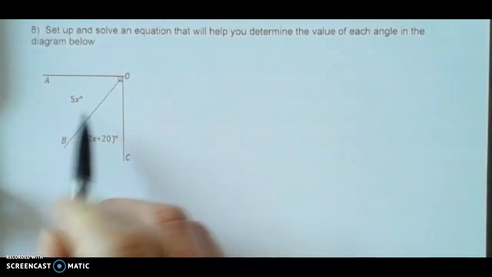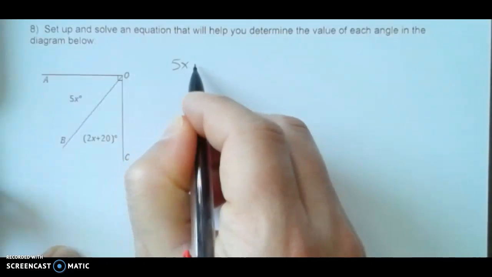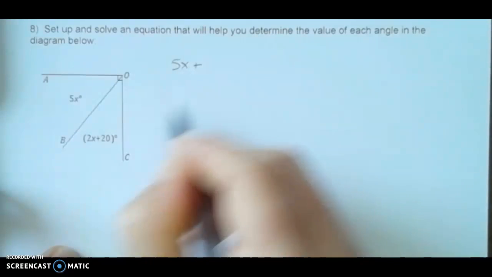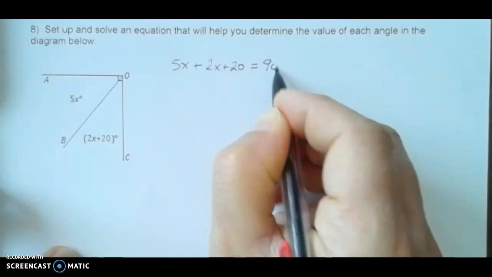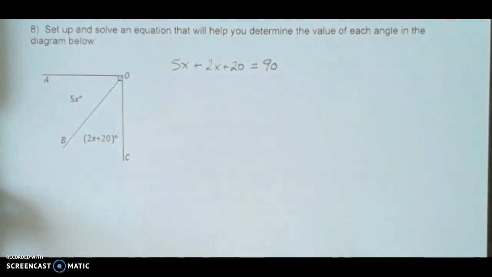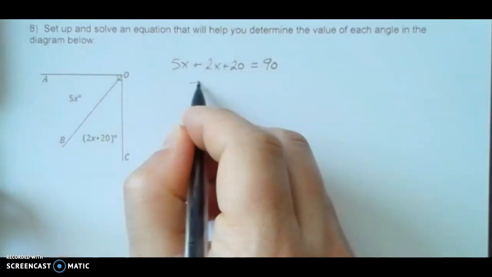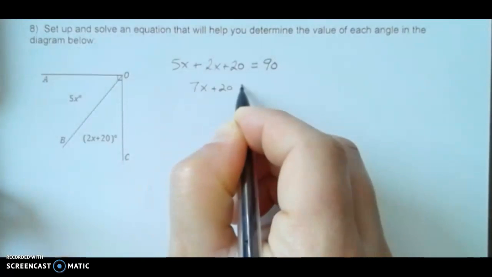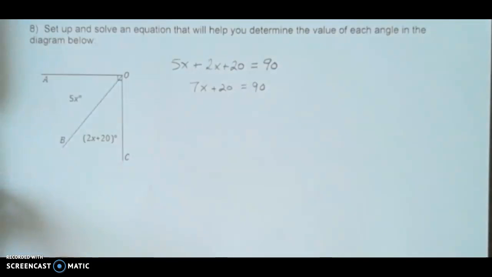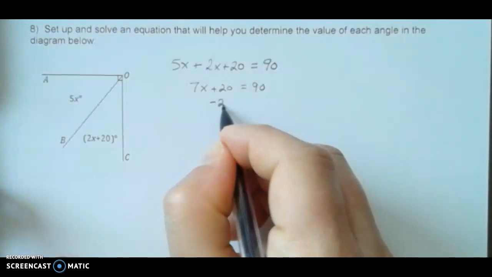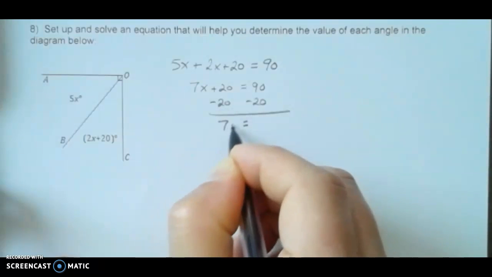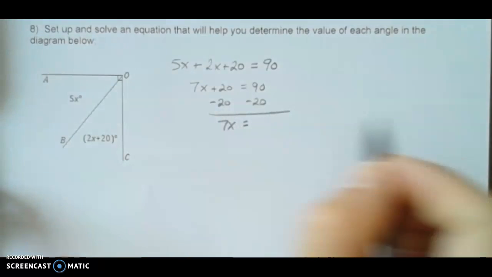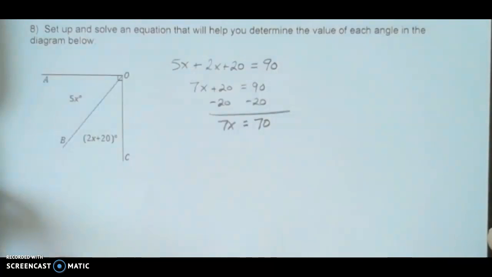So my first angle, 5x, if I add that to the second angle, 2x plus 20, together they form a 90 degree right angle. 5x and 2x is 7x, plus 20 equals 90. We'll subtract 20 from each side. On the left, 20 minus 20 is 0, leaving us with just 7x. 90 minus 20 is 70.